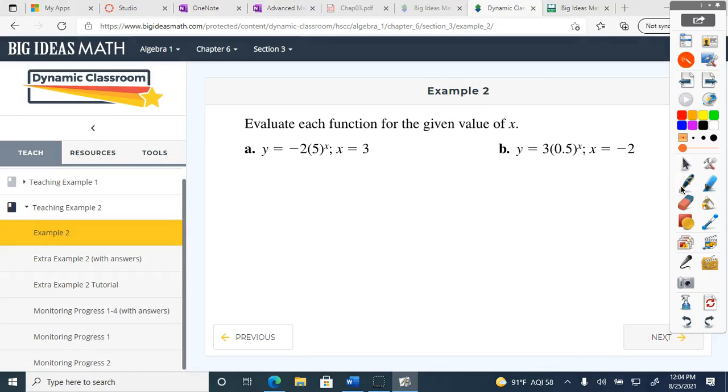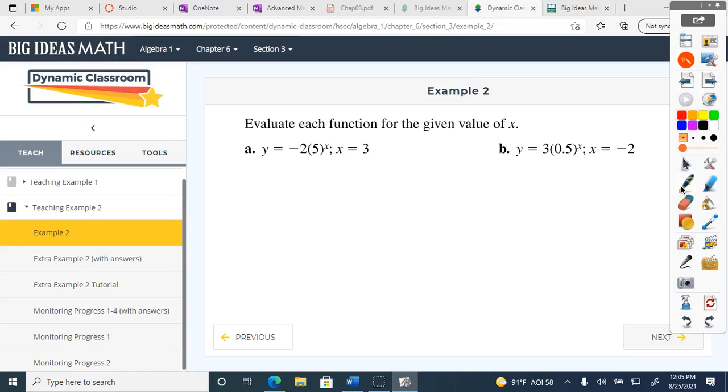Example 2. More that's pretty simple, okay? Is this an exponential function? Everybody should say yes. Why? Because the exponent is the variable. Everybody understand how to tell when one is an exponential function or not? The exponent will be an x or a y or an a or a b, okay? It'll be a variable.